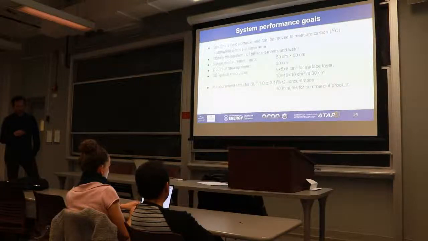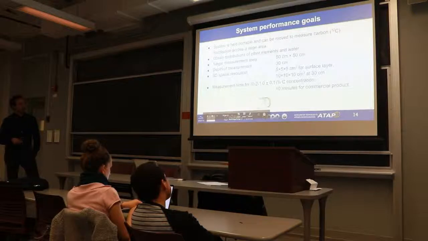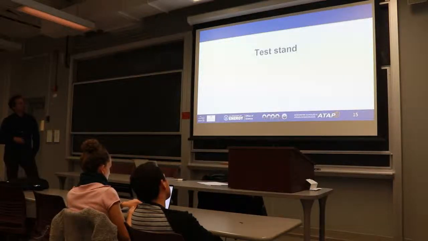So this is what we came up with in the end for our project, the performance goals. We want to measure 50 by 50 by 30 centimeters. At the surface we aim for 5 centimeter pixels. At the deeper layers we want slightly larger pixels, and we want to be able to measure 0.21%, with a 0.1% precision. And if you then scale it to a commercial product, you would have a 10 minute measurement time. That's the challenge we set ourselves, and we'll see if we get there.